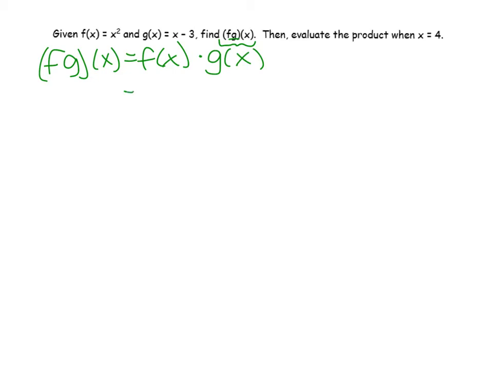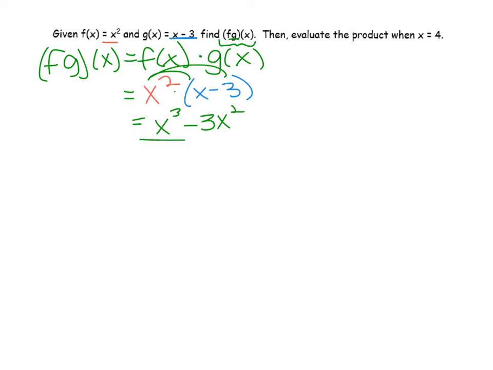Now with just x on the inside, we'll take what f of x equals, which in this case is x squared, and then we're going to multiply it by g of x, which is x minus 3. So I'm going to put that in parentheses. When we multiply an outside number with something in parentheses, we're just going to distribute it in. x squared times x would be x cubed, minus x squared times 3, which would just become 3x squared. These aren't like terms, so that is the product f times g of x.